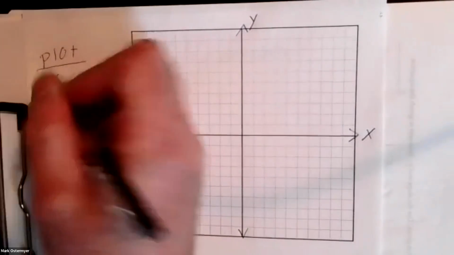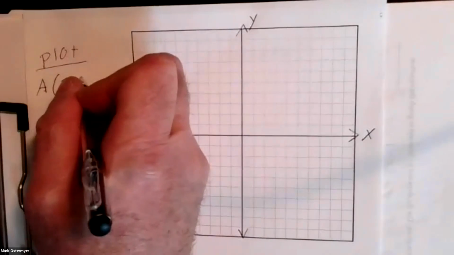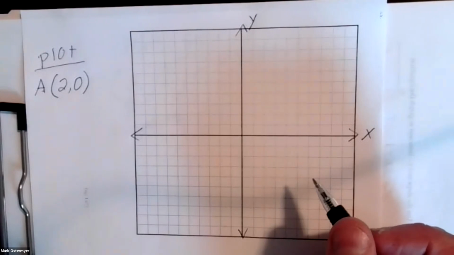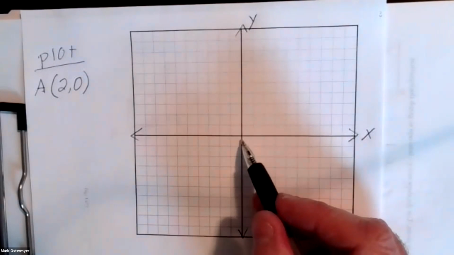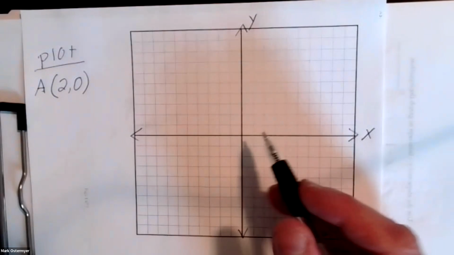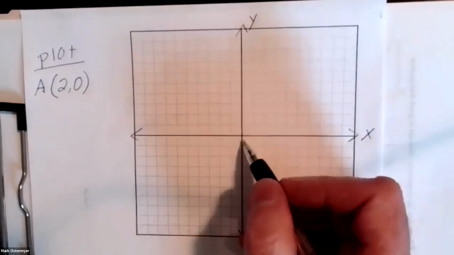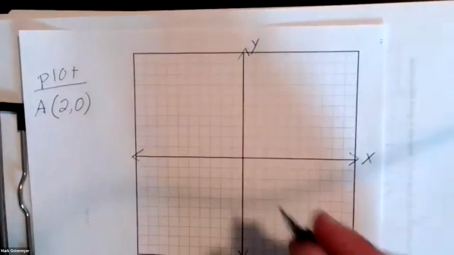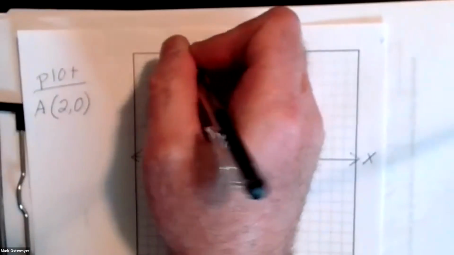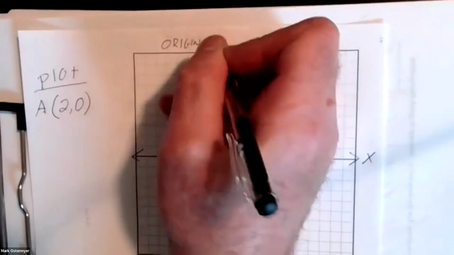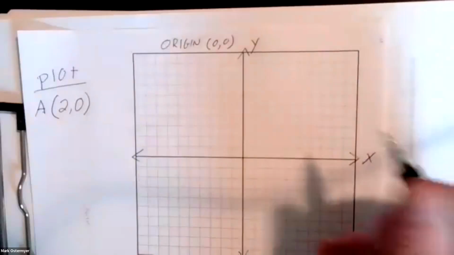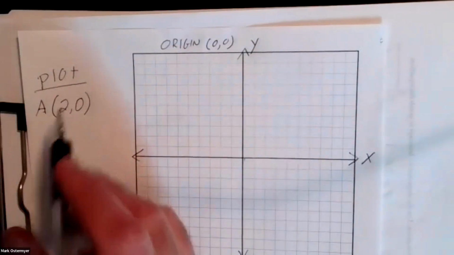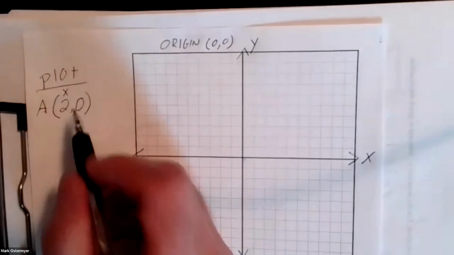Let's call this first point A here, which is going to be the point 2, 0. To plot points in the XY plane, or ordered pairs in the XY plane, we always start at the intersection point between the X and the Y axis. This intersection point is called the origin of the XY plane. The origin has the ordered pair address of 0, 0. So we start at the origin, and my x coordinate of this ordered pair is +2. My y coordinate is 0.